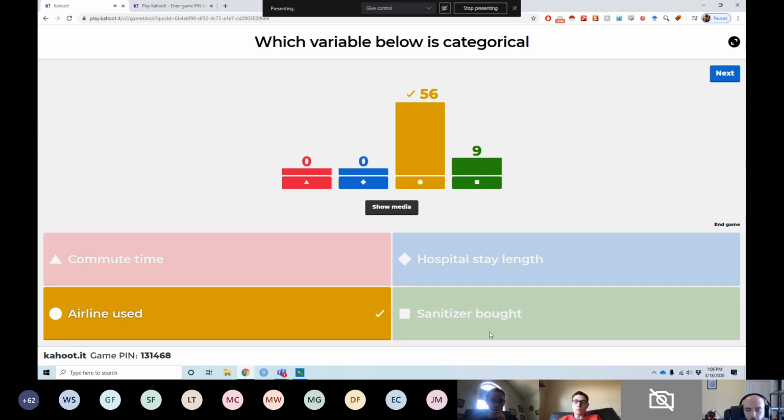Great. I thought I added amount of sanitizer bought, so that may be a little confusing there. If you put the square, that one was a little more nebulous, but the type of airline you use is definitely categorical because it's going to be Delta, American Airlines, one of those, assuming they survive the next few months. Those are the ones you could use. So airline is definitely a categorical variable because it's represented by a word.